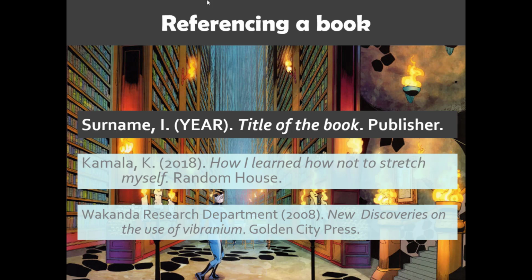First, to write a reference for a book, you need to enter the surname, followed by a comma, then the initial, followed by a full stop, then between brackets the year of publication, close the brackets, then put a full stop, the title of the book, in italic, then a full stop, then the name of the publisher, and then a full stop.